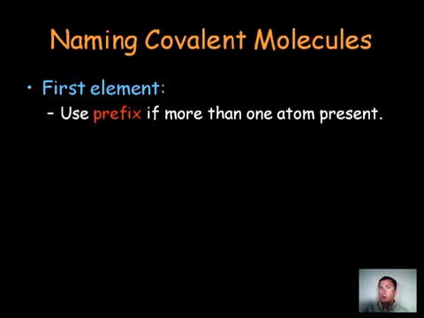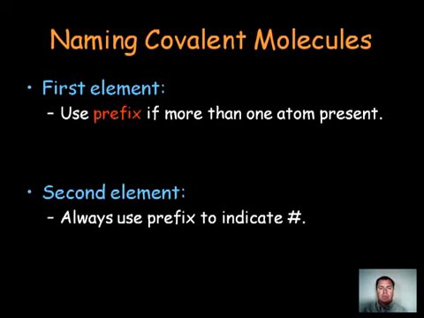So if it's C1, we'd write carbon. If it's C2, we'd put a prefix in front of it. Okay? And then the second element always gets a prefix to indicate the number of that atom. So here's my suggestion. Let's always go back to two molecules you're already familiar with: carbon dioxide and carbon monoxide.